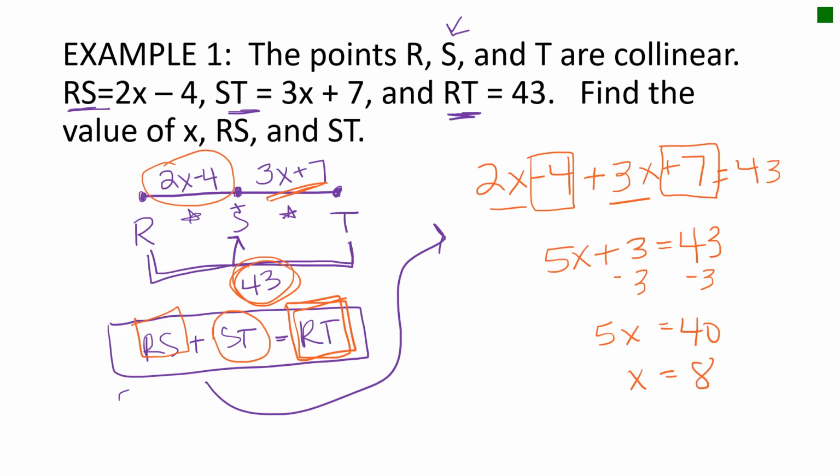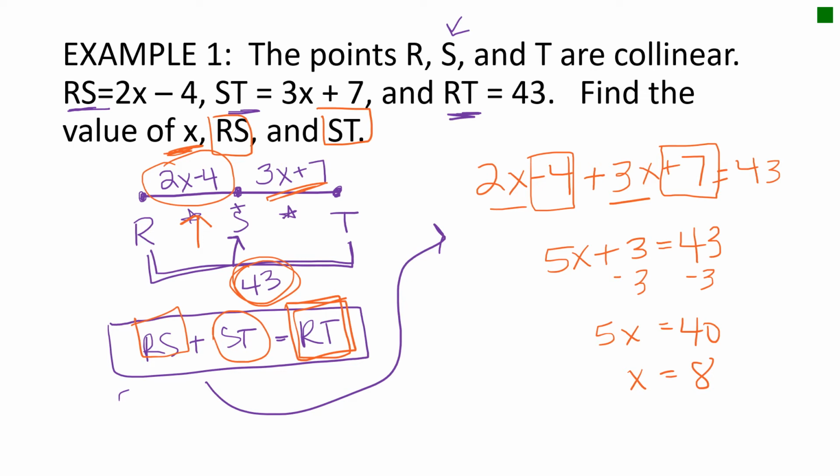But it didn't want me to just find x. It also wants me to find RS and ST. So how do I figure out what RS and ST are? Can I just look at the picture and say, well, that's 32 and that one looks about 14? No, that doesn't add up to 43. So I have to figure it out mathematically.